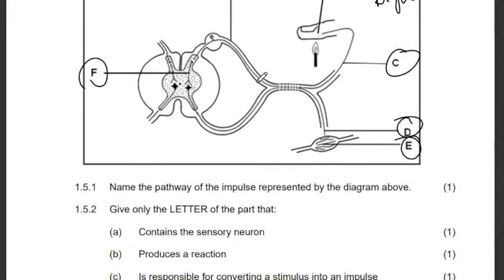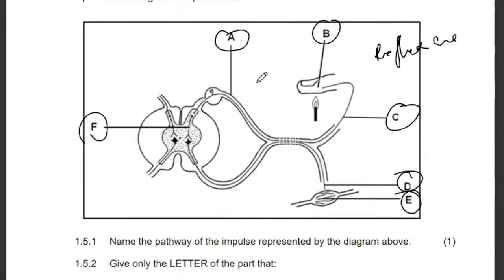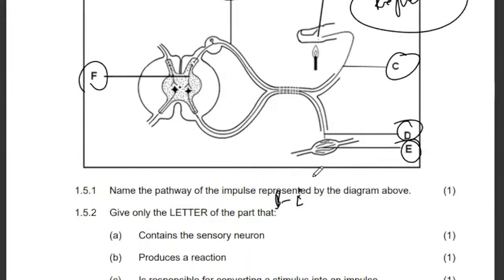So they are saying name the path of the impulse represented in the diagram above. Basically that's what they are looking at. So how does the impulse move? It moves from B to E. So it's basically B to E, and then we say that this path is basically the reflex arc.